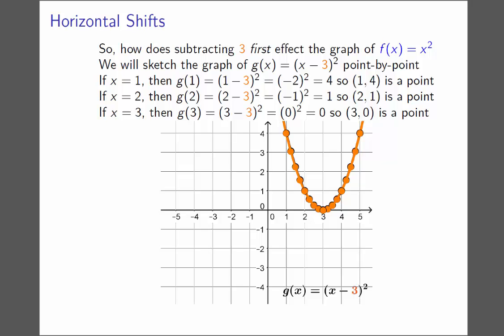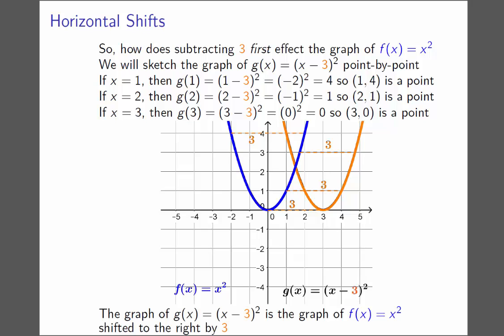Now that we have the graph of g of x, how does it compare to the graph of f of x equals x squared? Well, the graph of g of x, which is x minus 3 squared, is the graph of f of x equals x squared shifted to the right by 3.